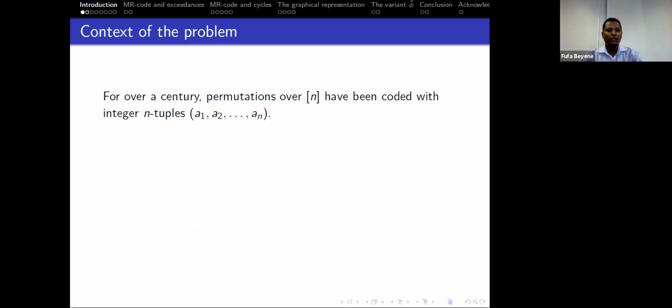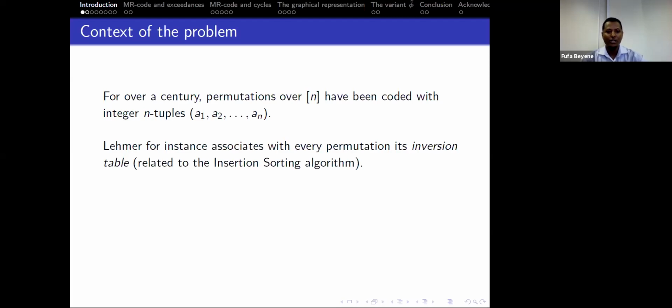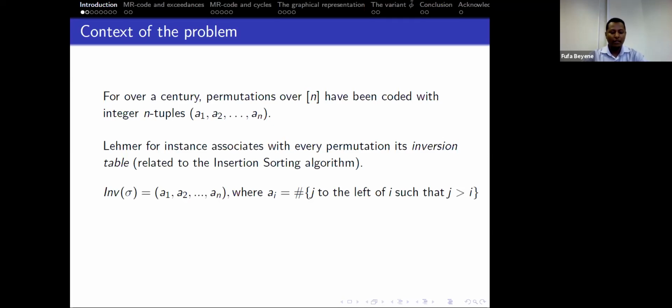In the introduction, for over a century, permutations over the set [n] have been coded with integer n-tuples of the form a1, a2, up to an. For instance, the Lehmer inversion table is related to the insertion sorting algorithm.